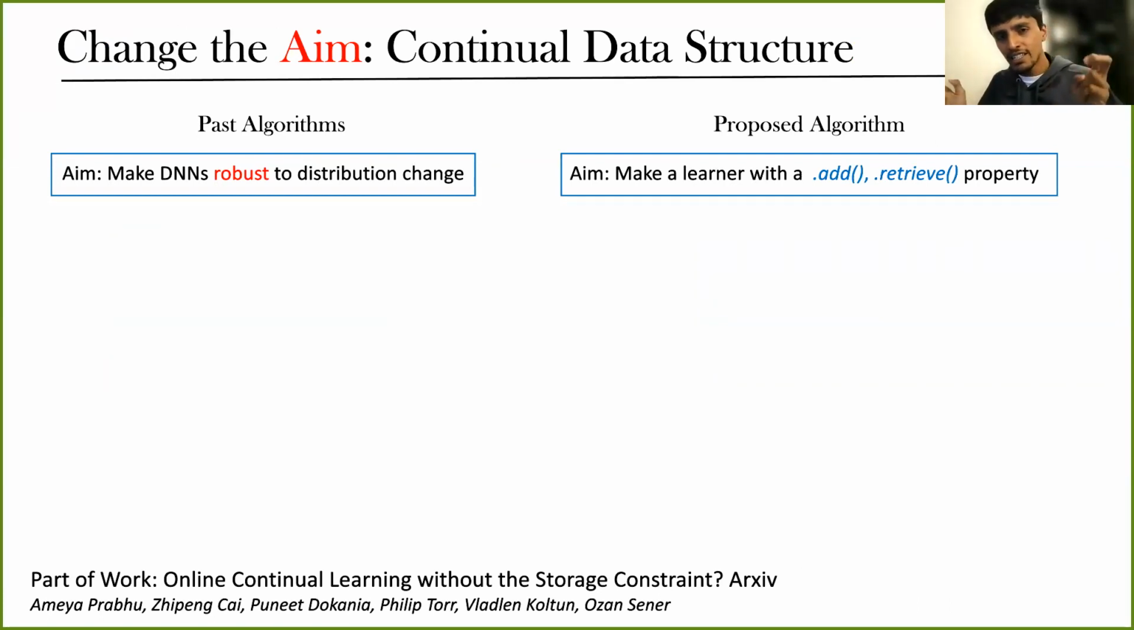What is a continual data structure? A data structure is like an external knowledge bank, which can have a dot add property and a dot retrieve property. Dot add is used when I want to add new samples to the knowledge bank, and retrieve is used when I need to classify something and want to see what past knowledge I should use to do this task. This will give us a very informed algorithm for doing the fast continual learning that we need to do.